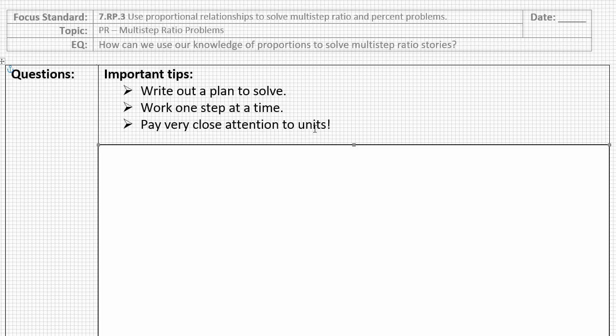And pay very close attention to the units. Oftentimes in these types of problems, they like to give us measurements where maybe they give it in minutes in one part of the question, but then ask for an answer in hours. So they might change up the unit of measurement. With these 3 tips, let's go ahead and get started on our first problem.